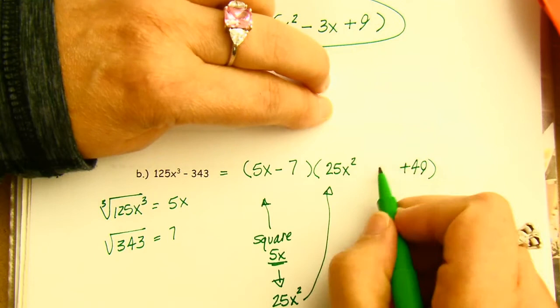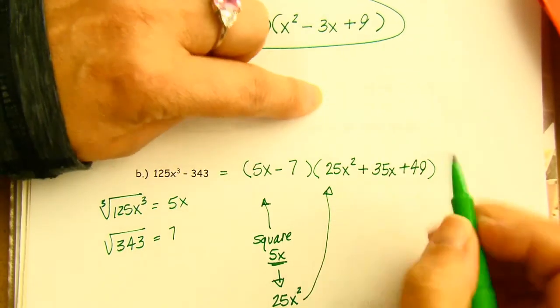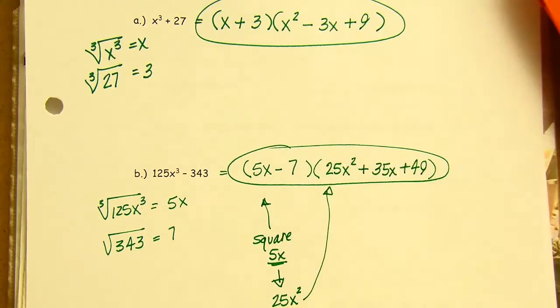Multiply them together is 35x. If this is minus, this is plus, and I'm done. Okay, so not difficult if you know how to use the formula.